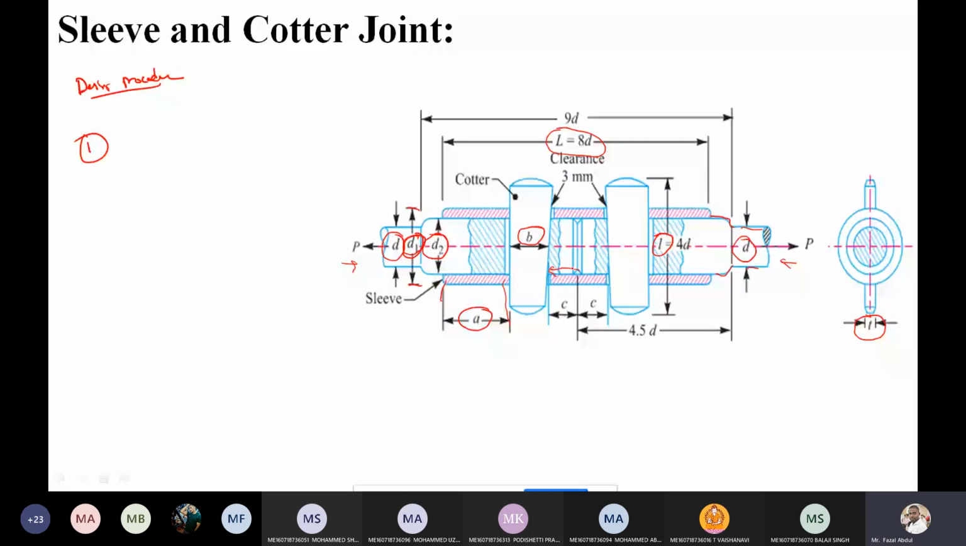Here also a c parameter is there, and there is some clearance. The clearance value is 3 mm, and the total length of the rod, whatever we are maintaining from the enlarged end to the other enlarged end, is 9D. So these are all the terminology related to the sleeve and cotter joint. Now we are designing. In designing, based on the failure modes, we are designing the dimensions of this sleeve.